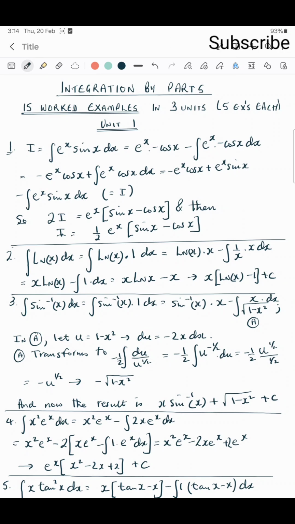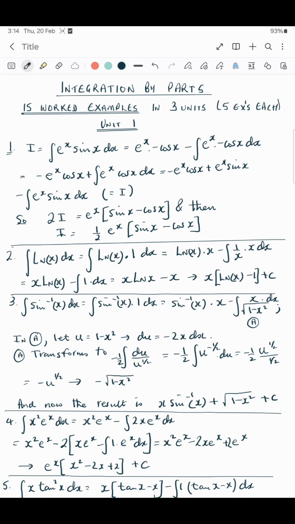I want to make 3 videos now on the subject of integration by parts. There'll be 15 examples altogether in 3 units, which means there'll be 5 examples in each unit. And the first one I've labeled as I equals the integral of e to the x times sine x dx.